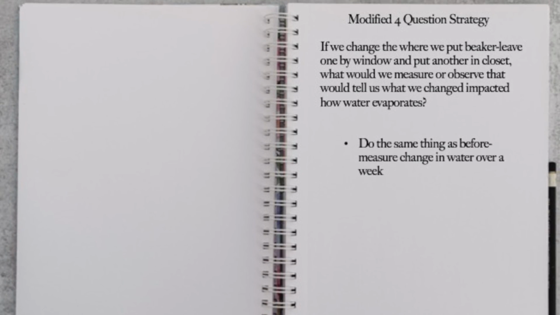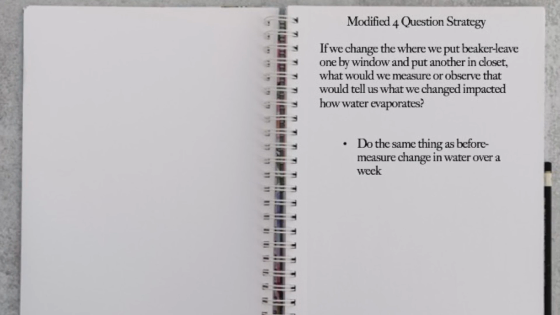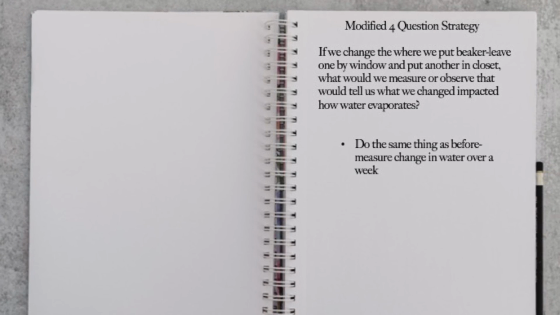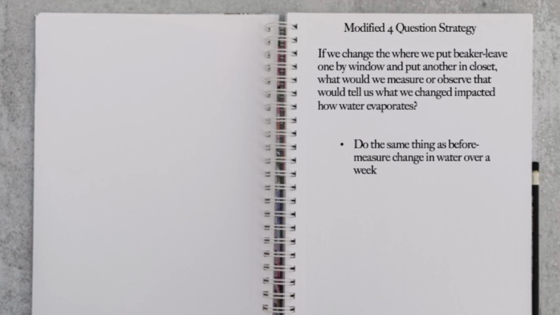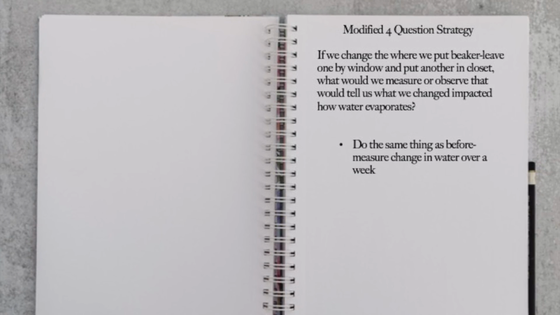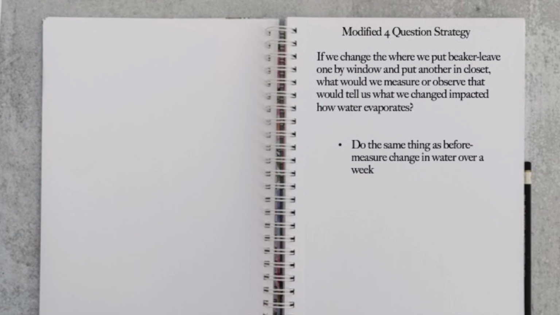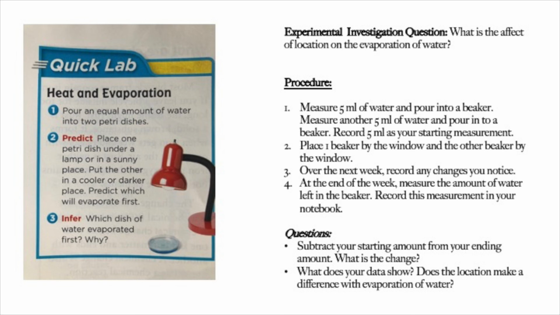Well, just do the same thing we did before last week. We would measure the difference in the beginning of the investigation and the end. So if we're changing the location, putting one by the window and one in a dark closet, then we would measure the difference in the amount of liquid. And that would help us to see if the location makes a difference. So here is the after of modifying that lab.